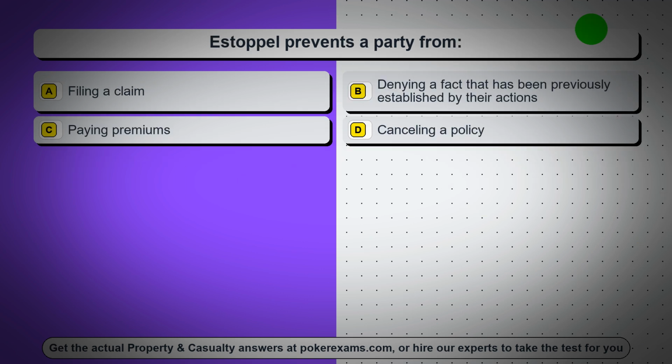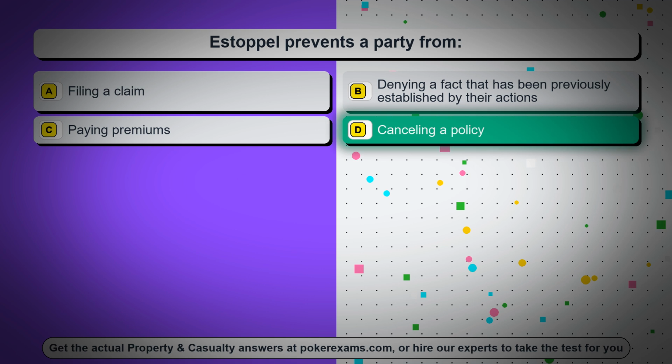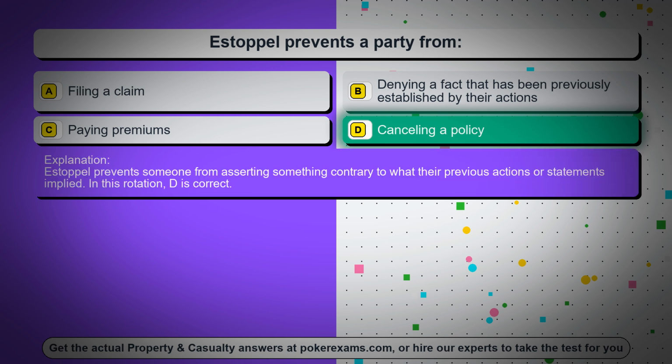Question 96. Estoppel prevents a party from: option A, filing a claim. Option B, denying a fact that has been previously established by their actions. Option C, paying premiums. Option D, canceling a policy. The correct answer is option D, canceling a policy. Estoppel prevents someone from asserting something contrary to what their previous actions or statements implied. In this rotation, D is correct.